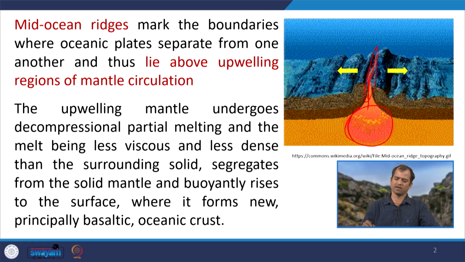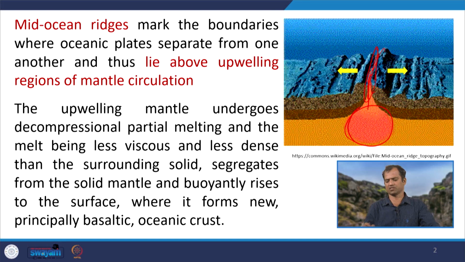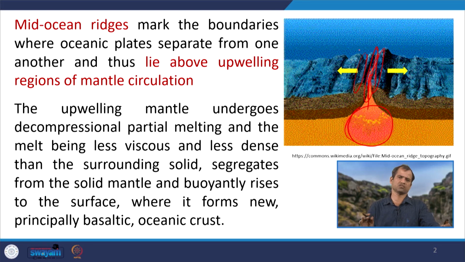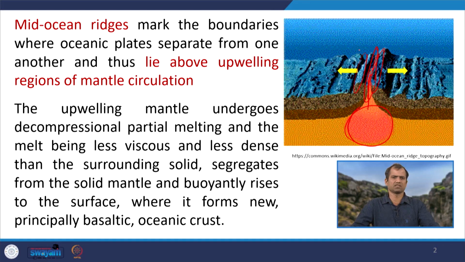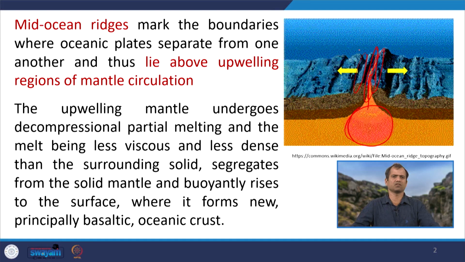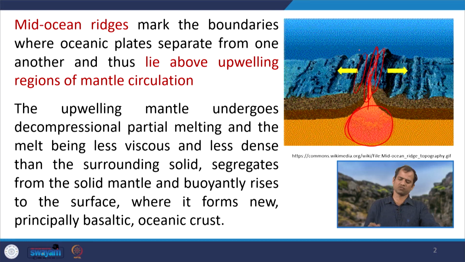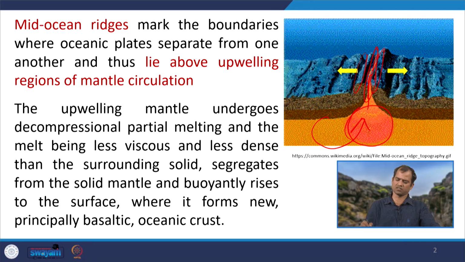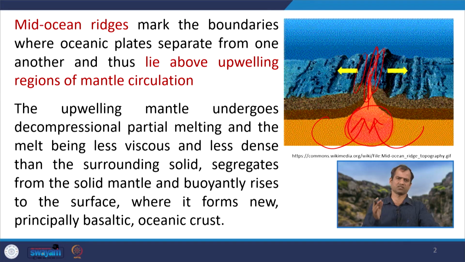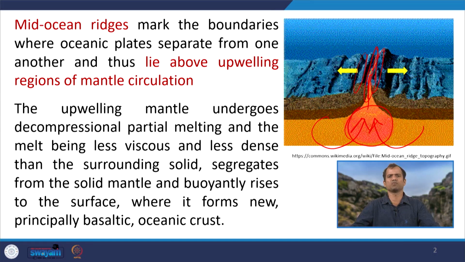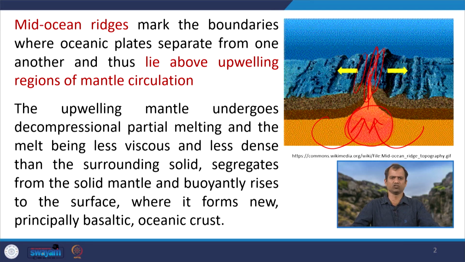Once it is added here, it is solidified and welded at this part of the boundary zone. It is the boundary where the oceanic plates separate from one another, and thus it lies above the upwelling region of mantle circulation. Here we have the upwelling region, that means the asthenospheric material, the mantle material, that upwells.